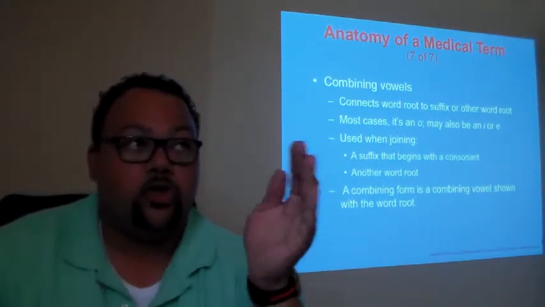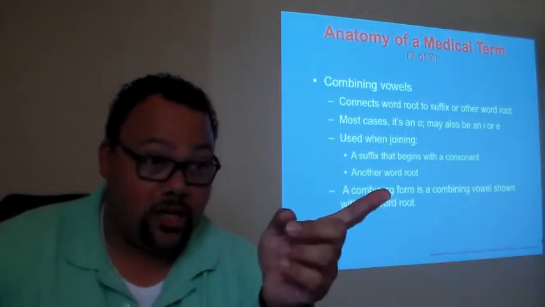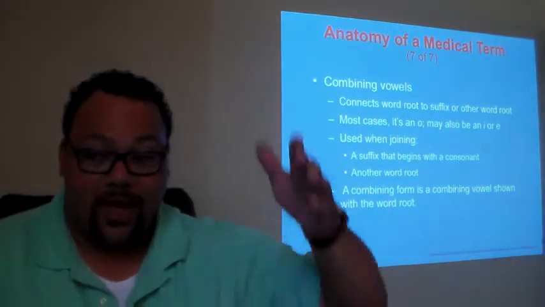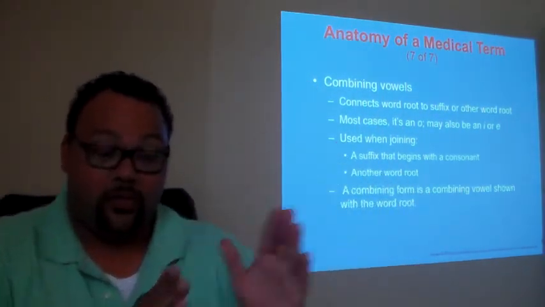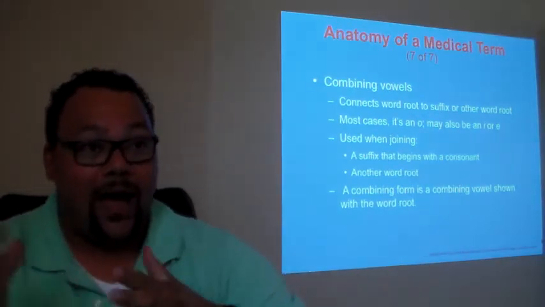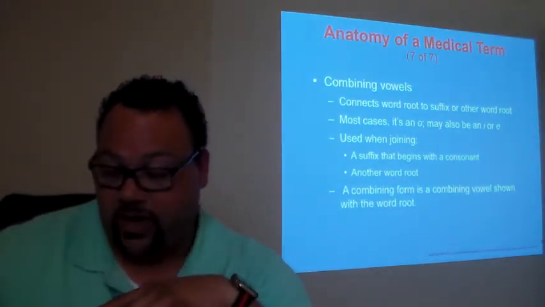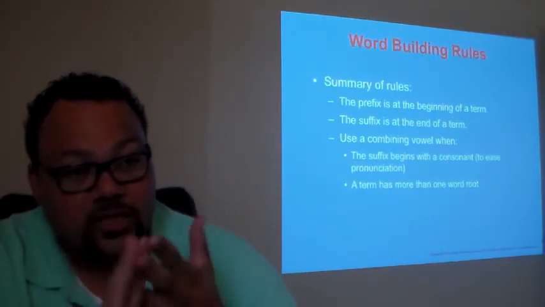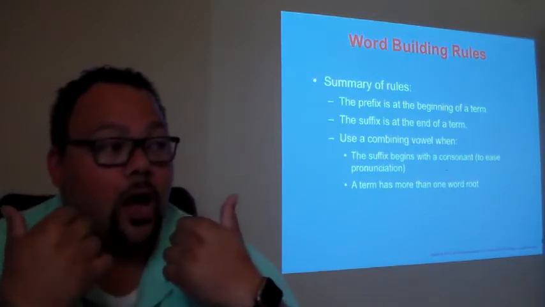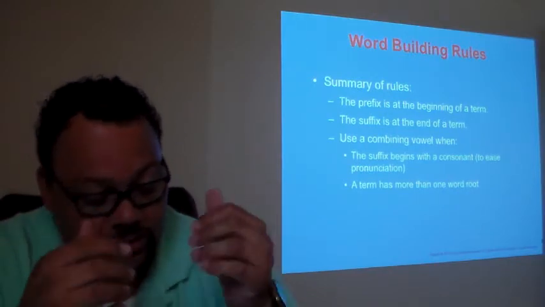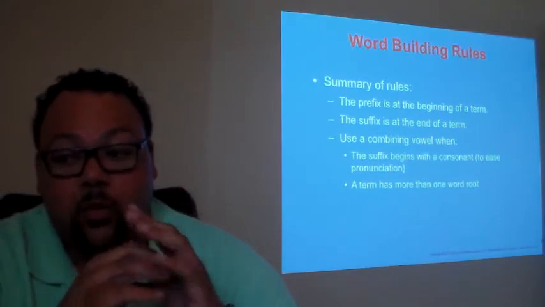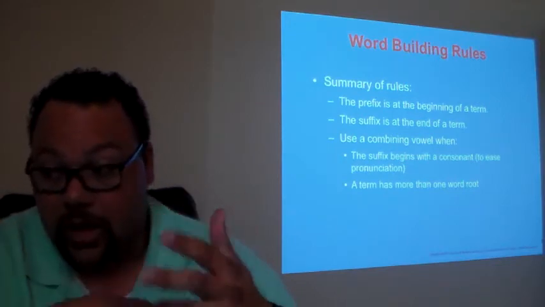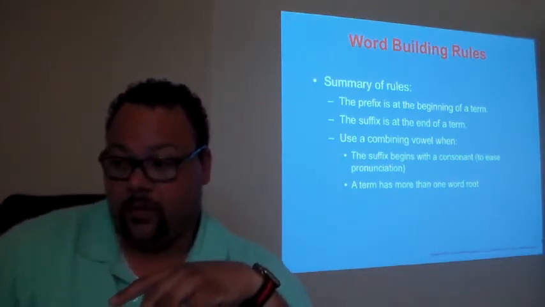Like I said, UN means one, but unilateral is one side. We had to add an I in there to make the two come together. UN is actually the prefix, but we added an I to join them together. That's the combining vowel. So the prefix is at the beginning, the suffix is at the end, the combining vowels allow us to join the word just like an I does in the word unilateral, and a term can have more than one root word. So you may have a combination of things that'll create a word.